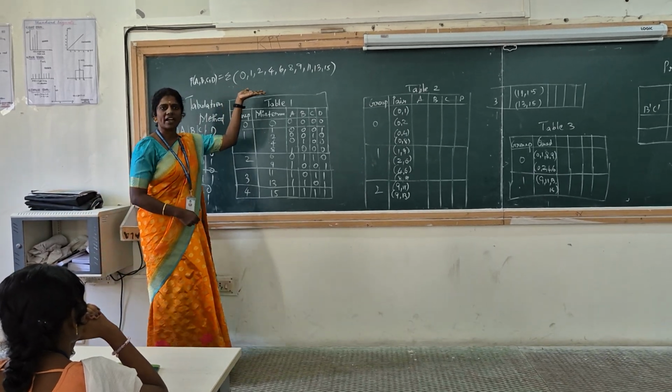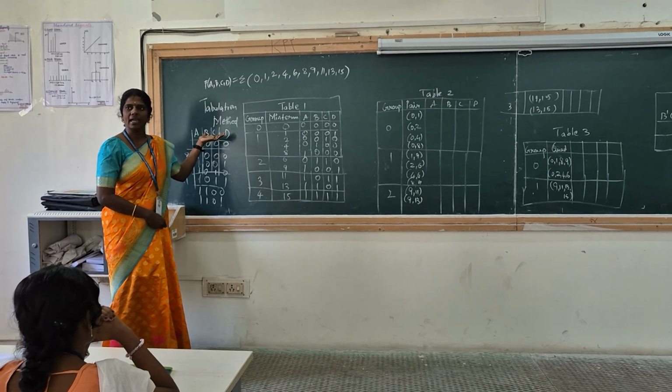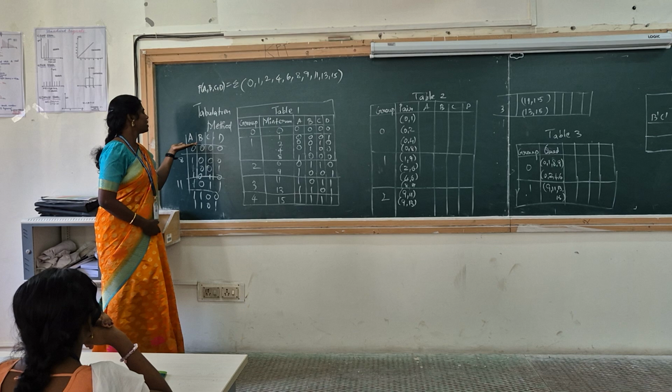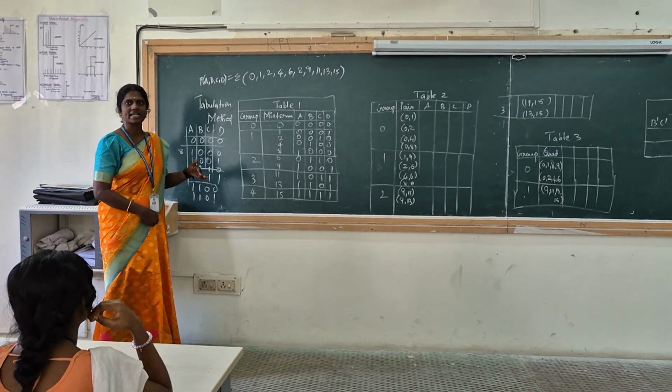So repeat again. When you go through the function, first write how many variables there are. Then write the min terms of all 16, because if it is 4 variables, it is 2 to the power 4, so 16 combinations of min terms. Please write them.